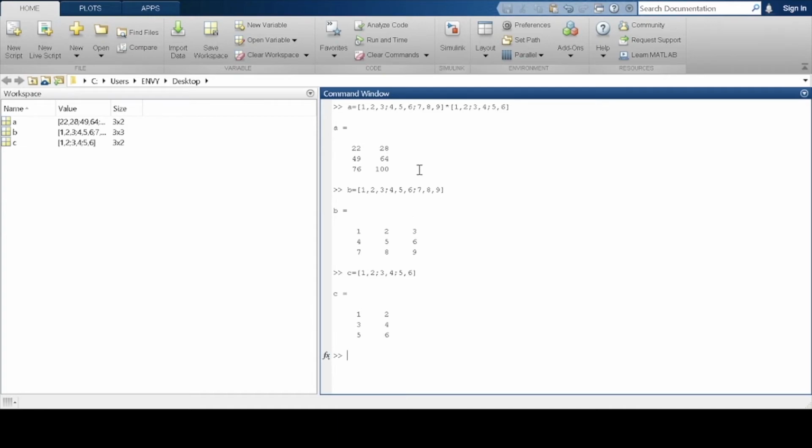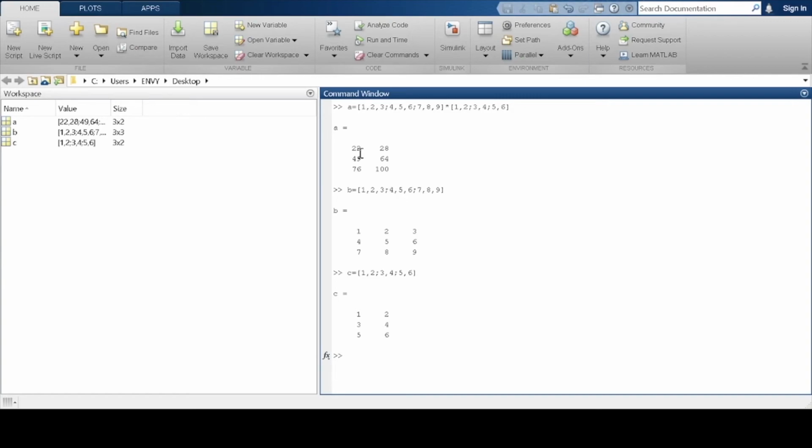We get this result as 1 into 1 plus 2 into 3 plus 3 into 5, which gives 22. So it's nothing but the multiplication of the first row and the column, each of the individual elements: 1 into 1 plus 2 into 3 plus 3 into 5, which gives the first entry 22.